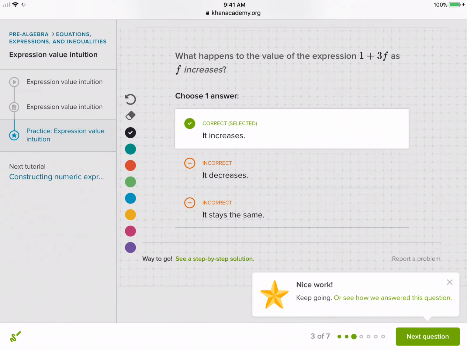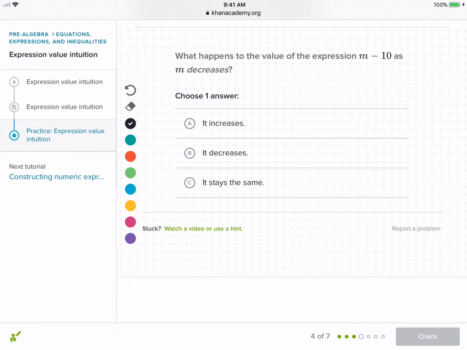Okay, let's take a look at another one. What happens to the value of the expression m minus 10 as m decreases? So it's going to get smaller as we go. Again, I'm going to choose numbers. I'm going to probably let's use 20 to start off with. So I put 20 in for m, and I'm going to subtract 10 from it, and I get 10.